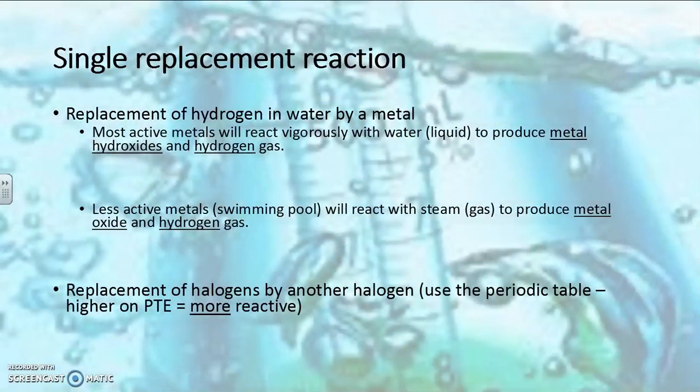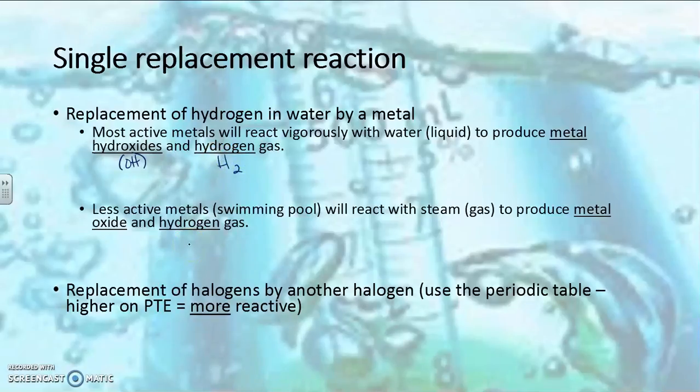All right, so what does that mean? Well, there's a couple things here. Hydrogen, if you have hydrogen in water, it can be replaced by a metal. Most active metals are going to react vigorously with water. And when we mean active, it's like group 1, group 2. And it'll produce a metal hydroxide and hydrogen gas. Okay, so metal hydroxide, remember OH with whatever number for the subscript, and then hydrogen gas.